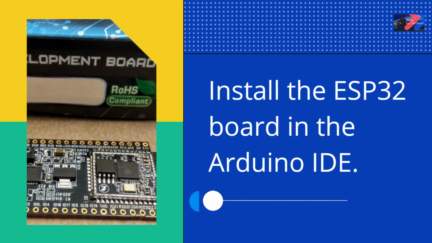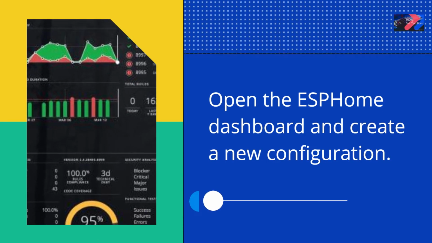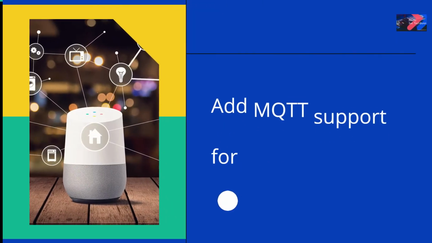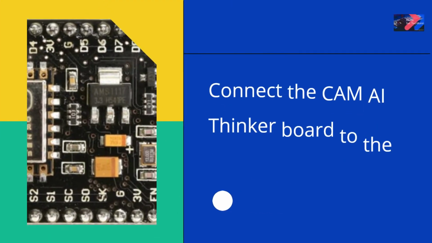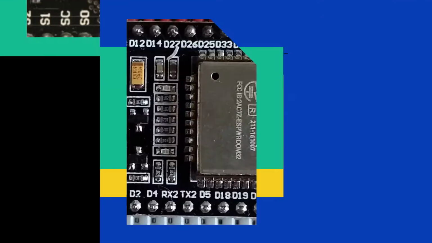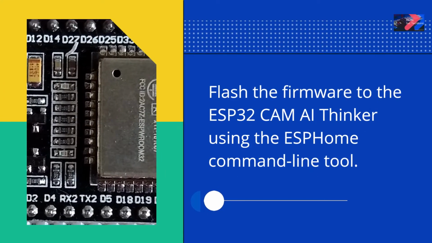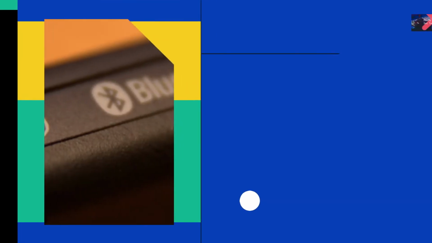Install the ESP32 board in the Arduino IDE. Open the ESPHome dashboard and create a new configuration. Add MQTT support for home automation integration. Connect the CAM AI Thinker board to the USB to TTL serial converter. Flash the firmware to the ESP32 CAM AI Thinker using the ESPHome command line tool.